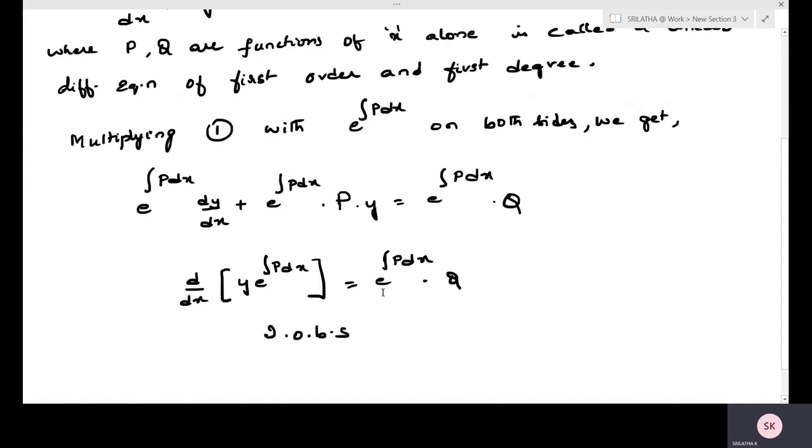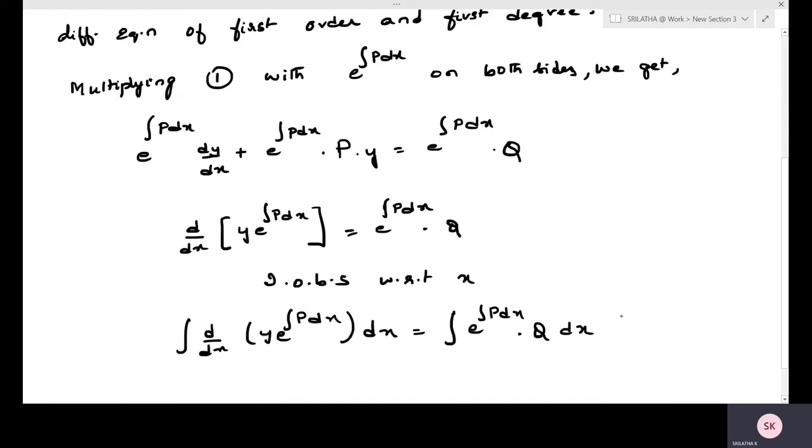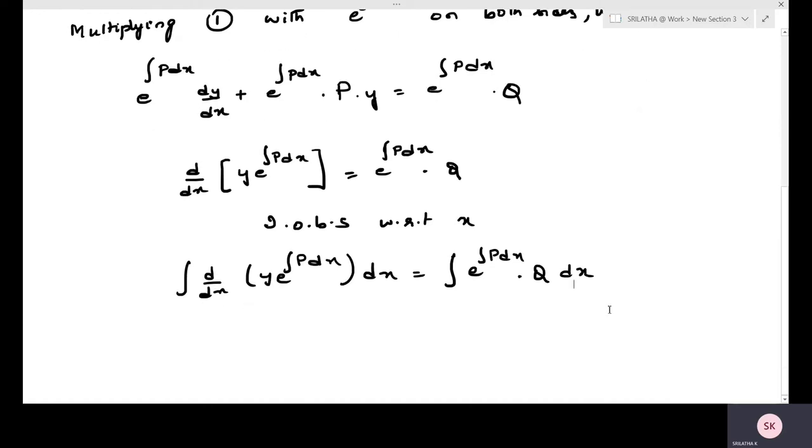Hope this point was clear, students. Now I'll integrate on both sides with respect to x. The integration of d by dx of y into e to the power of integral p dx, whole dx, is equal to the integration of e to the power of integral p dx into q dx. Integration is with respect to x and differentiation is also with respect to x, so they nullify each other. I'll remain with y into e to the power of integral p dx is equal to the integration of e to the power of integral p dx into q, whole dx. Now this is the solution.